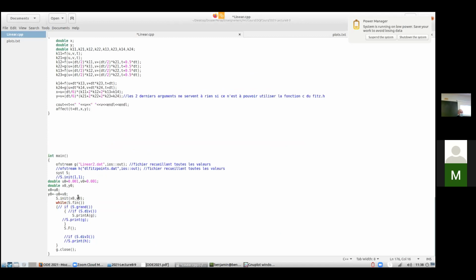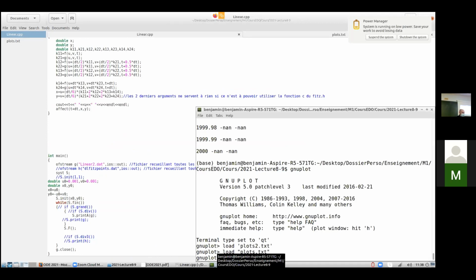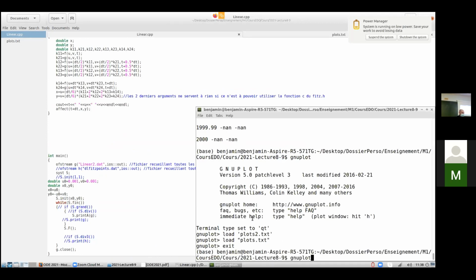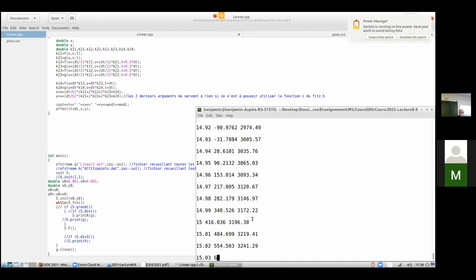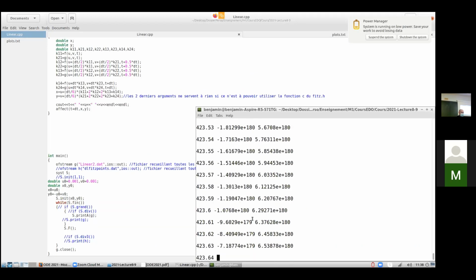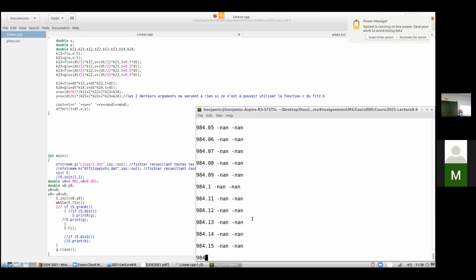So here I forgot to change my initial conditions. My initial condition, in fact, is x0, y0. So now I did it. Let's run it again. So there was a problem. I did a small mistake.